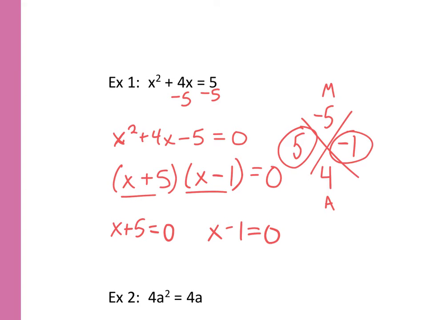How do I solve x plus 5 equals 0? Subtract the 5, and x is going to be negative 5. And x minus 1 equals 0. Add the 1, so x is going to be 1. Cool. So those are my 2 answers, negative 5 and positive 1. Questions on how I did that?